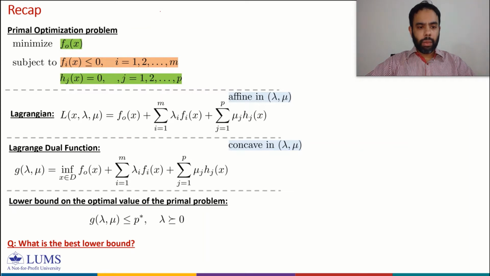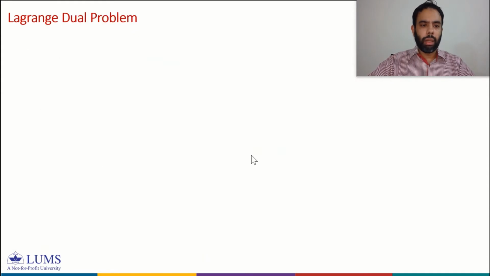Before we start answering this question, we note here that g(lambda, mu) is a concave function of lambda and mu. So if we maximize this Lagrange dual function, the maximum value of the Lagrange dual function would be the best lower bound on p star, right? So we're interested in maximizing a Lagrange dual function, because that would give us the best lower bound. So let us formulate this maximization of a Lagrange dual function as an optimization problem, and in fact, we call this problem the Lagrange dual problem.